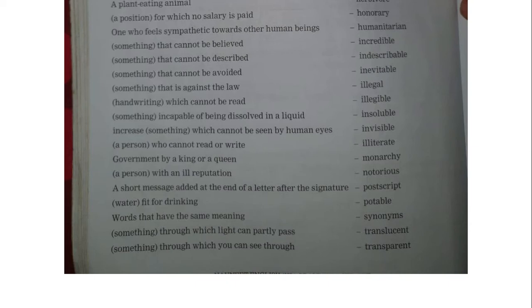Next, water fit for drinking: potable. Words that have the same meaning: synonyms. Now this also you know because you're learning it. Something through which light can partly pass: translucent. So it's not totally transparent. It is partly, not fully transparent. You can see some, but it may not be very clear. So that's called translucent. And something through which you can see very clearly is transparent.